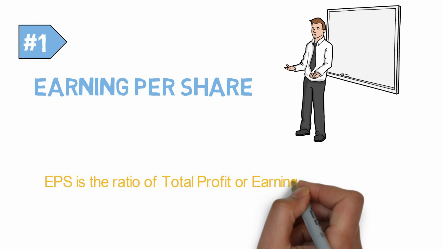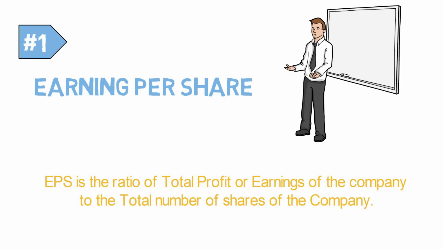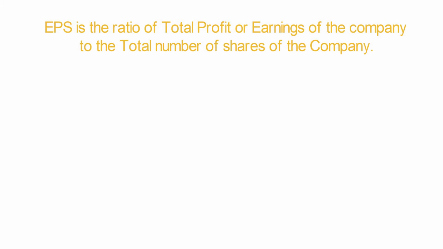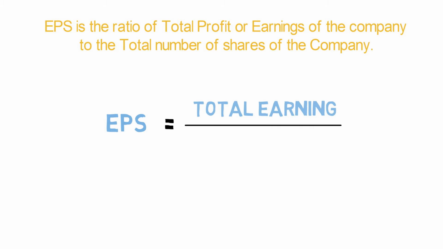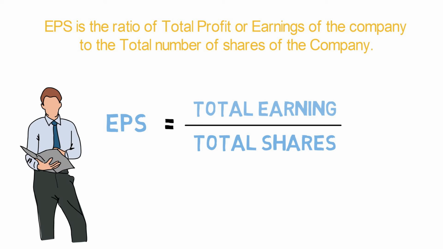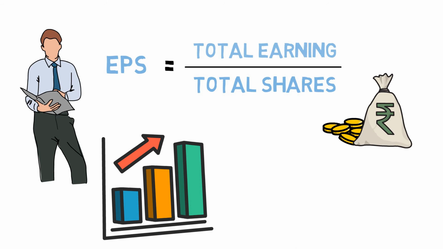EPS is the ratio of total profit or earnings of the company to the total number of shares of the company. EPS is calculated as total earnings divided by the total number of shares. An investor can know how much money he can earn from a single share. The more the EPS value is, the better the company is.